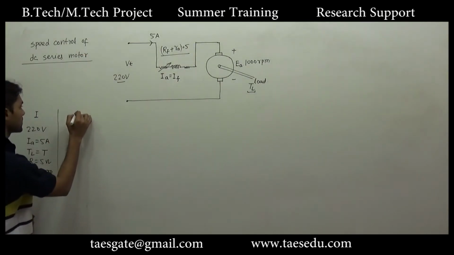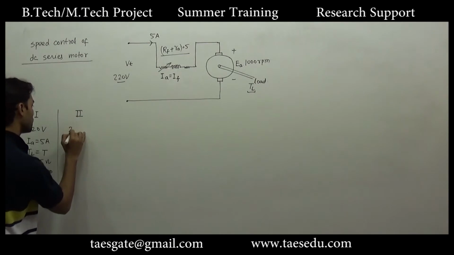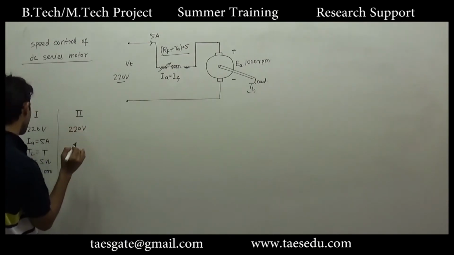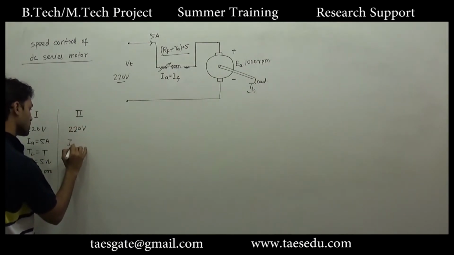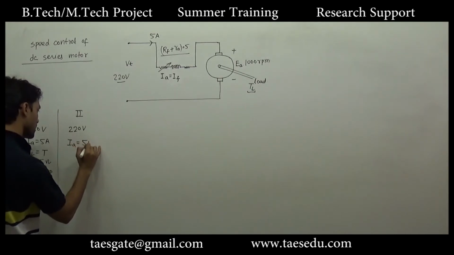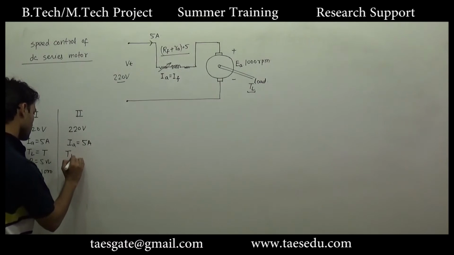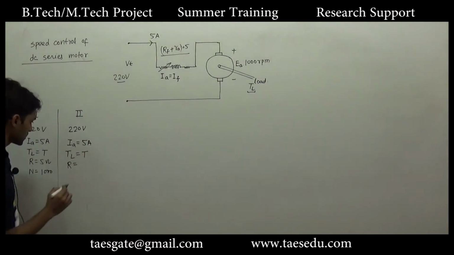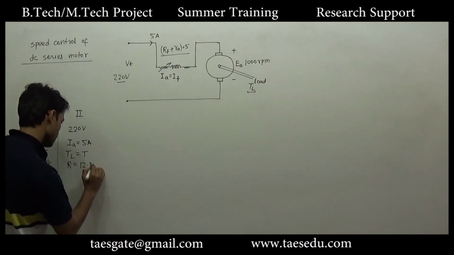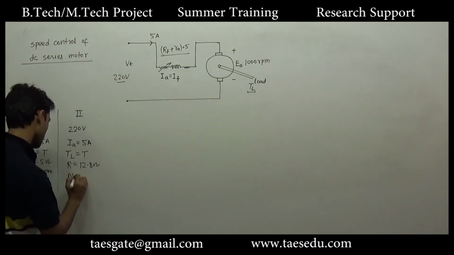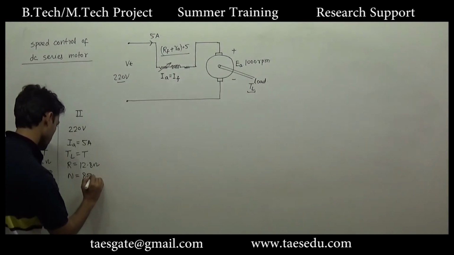In the second case, we have supply voltage 200 volt, torque is constant, hence armature current is constant, load torque is T, resistance is increased to 12.8 ohm, then speed decreases to 800 rpm.